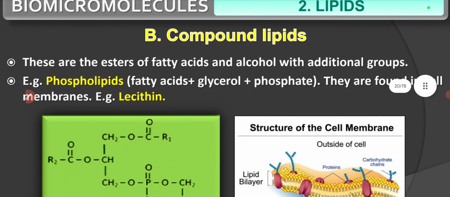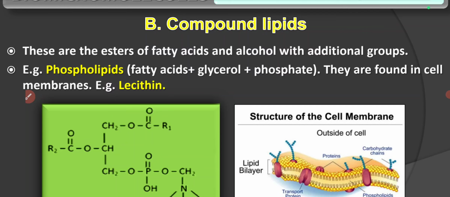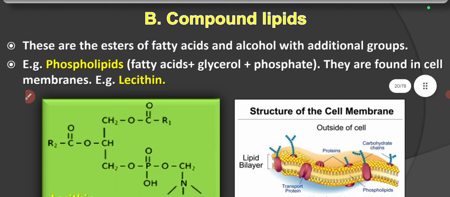Next is your compound lipids. These are the esters of fatty acids and alcohol with an additional group. Example, phospholipids: fatty acids plus glycerol plus phosphate. They are found in cell membrane. Example, lecithin.